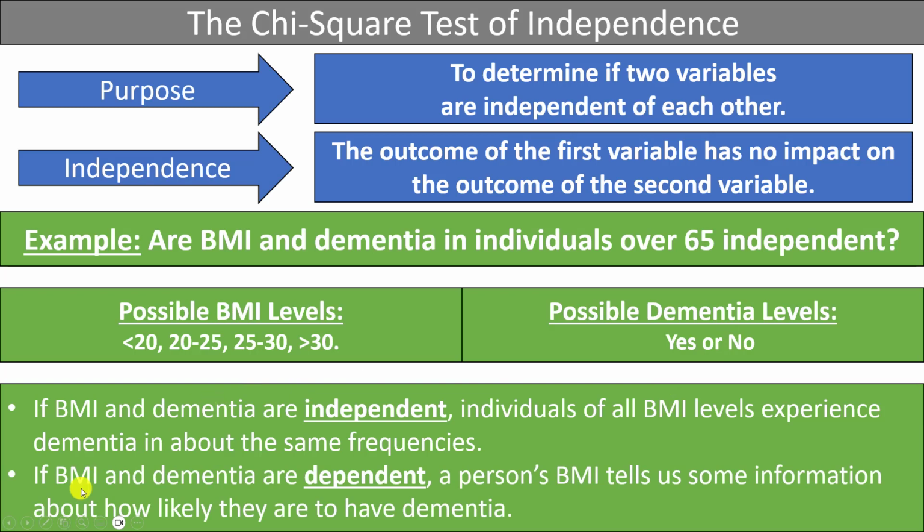On the other hand, if these variables were dependent, then that would mean that someone's BMI is going to tell us some useful information about how likely they are to have dementia, right? It might be the case that people who are greater than 30 BMI are more likely to have dementia, or maybe the opposite, right? So that's what we're saying when we say dependent, right? That would mean that certain BMI levels are either more or less likely to have dementia. And that's kind of the whole purpose of this test. We're going to want to see if our two variables are either independent or dependent.